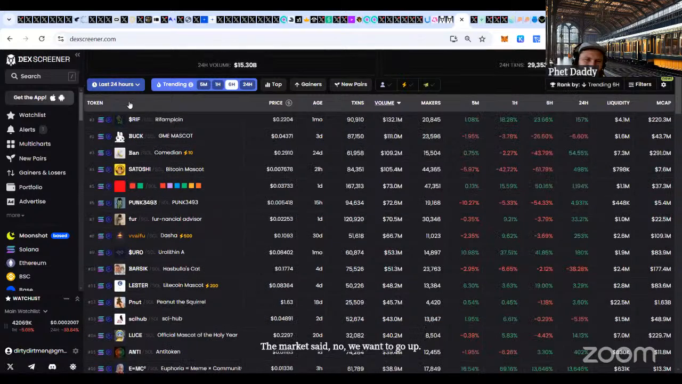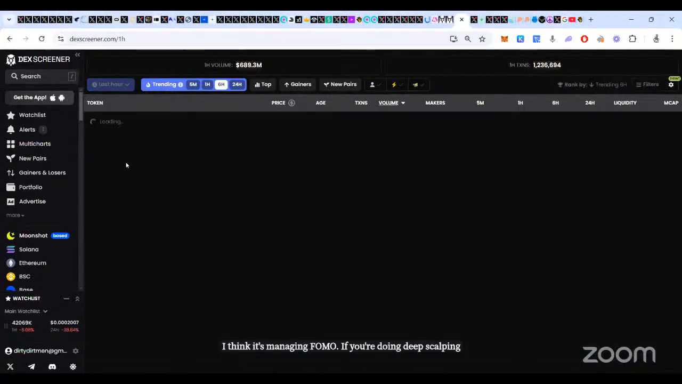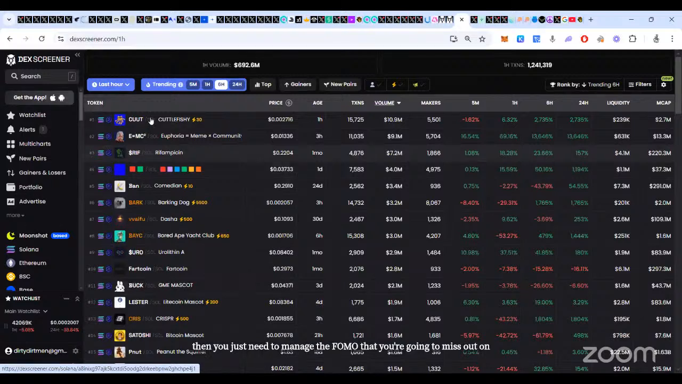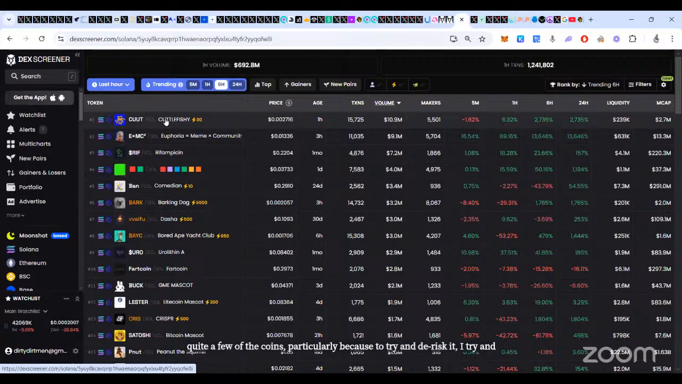I think it's managing FOMO. If you're doing geek scalping, then you just need to manage the FOMO that you're going to miss out on quite a few of the coins, particularly because to try and de-risk it, I go into coins that are pretty strongly going upwards.